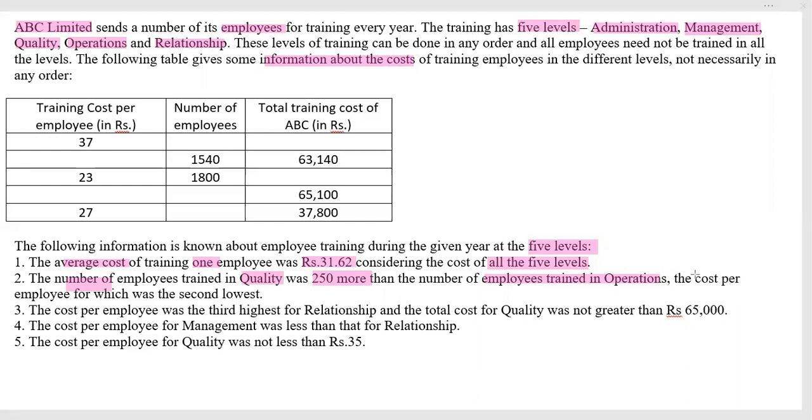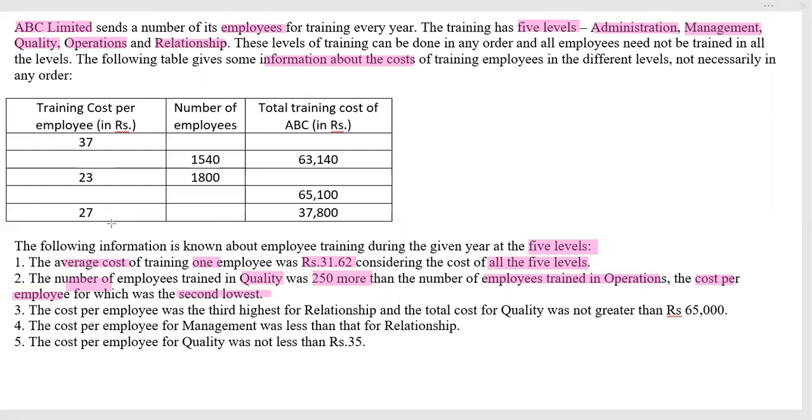The cost per employee for which was the second lowest. That means operation is second lowest in cost per employee. Okay.